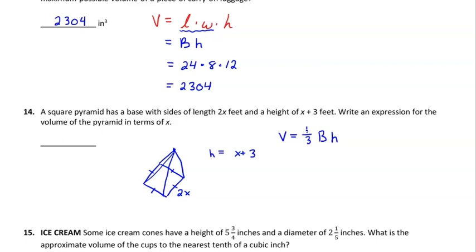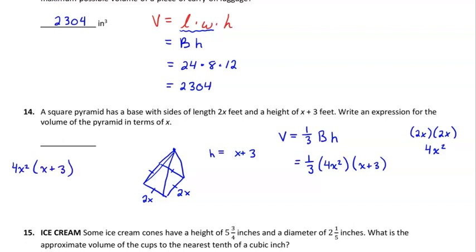All right, here we go. So we've got 1/3, and then the base of this pyramid is a square, so I know that's going to be 2x times 2x. So 2x times 2x is going to be 4x squared. And then the height is x plus 3. And then now from here, I'm going to go ahead and do the second half of this, and I'm just going to write it over here. So we've got 4x squared times x plus 3.